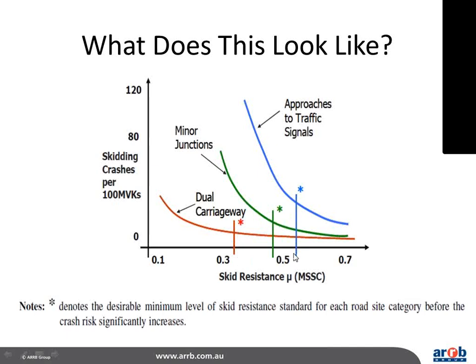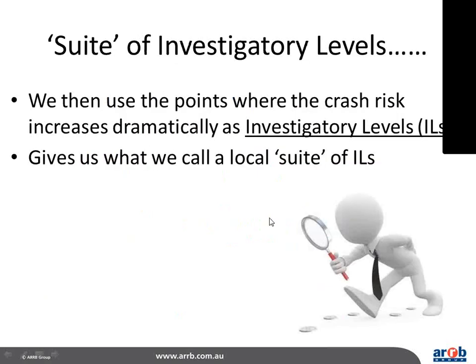For various categories of road, we prepare these curves, and where the curve starts to accelerate, we use these points to create what we call our suite of investigatory levels, we'll sometimes call them. So we pick out these points where the crash risk increases dramatically, and then that will give us a good basis for setting some levels for our sites, and then we can go off and plan our testing regime that we're going to do.